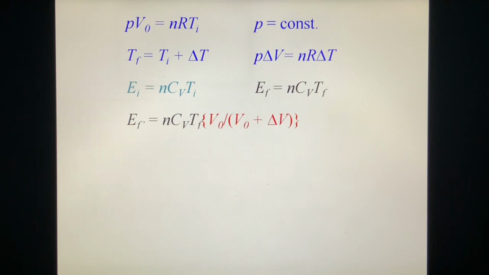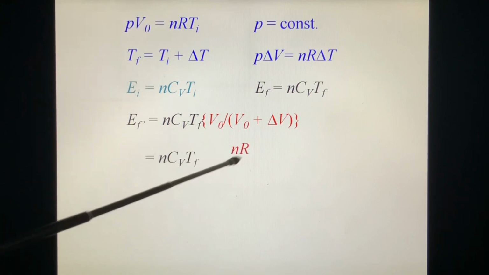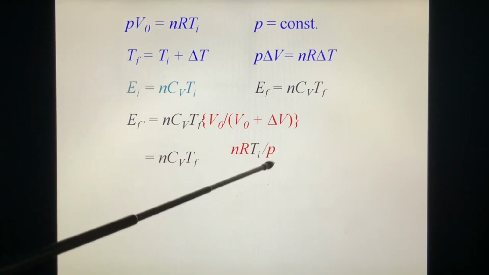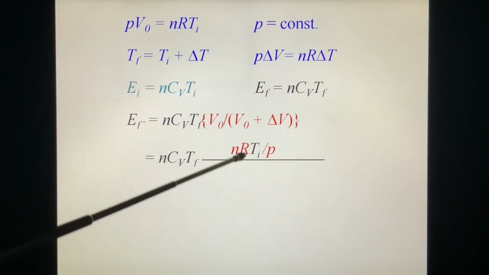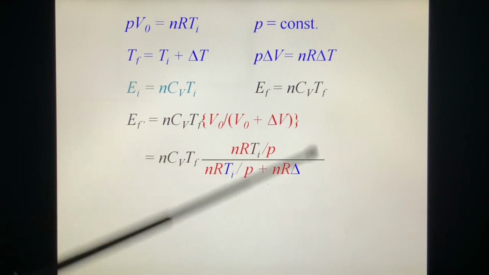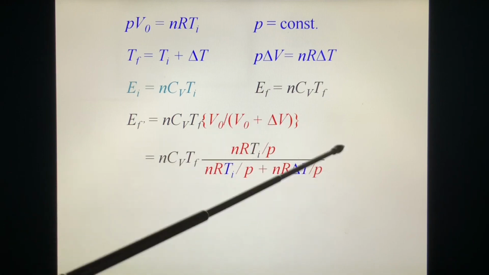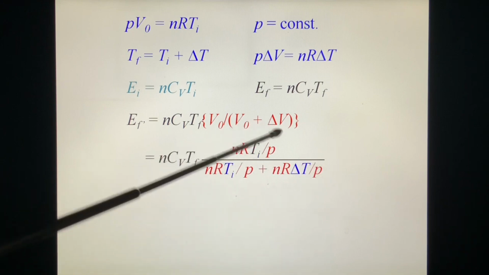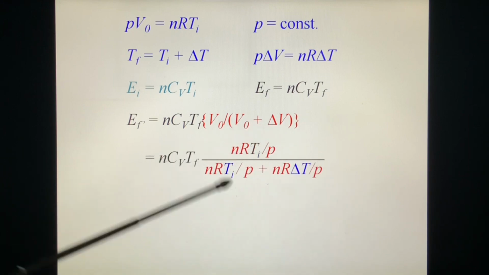Okay, so we look at this one. What the internal energy change is, E F prime minus EF, and this one looks at V0. V0 equals nRTI over P. So this is nRTI over P, and this is nR delta T over P. So this one equals nR over P, which cancels out.